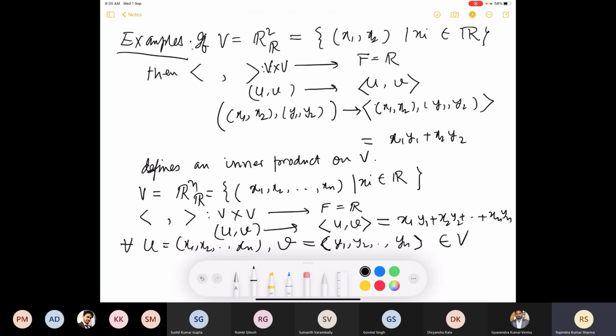Next, if the field is complex, in that case also we can generalize. So C2 over C, if we are taking, for example. In that case, this inner product of u with v will take you to a complex number. So that it satisfies all the properties, you can do like this.